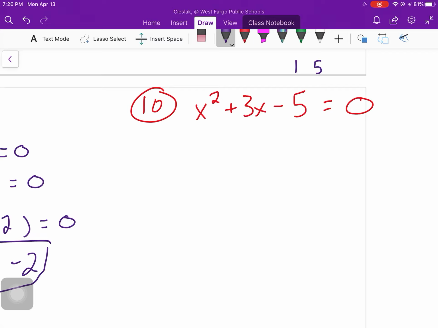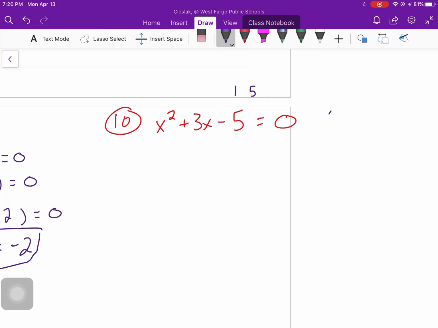Now, I want to mention this because some people get really good at the quadratic formula. This will always work, the quadratic formula. Factoring only works if it is factorable, but the quadratic formula, no matter what, as long as you plug stuff in right, is going to work out. Okay, so I'm going to write this off to the side. x is equal to negative b plus or minus the square root of b squared minus 4ac, all divided by 2a.